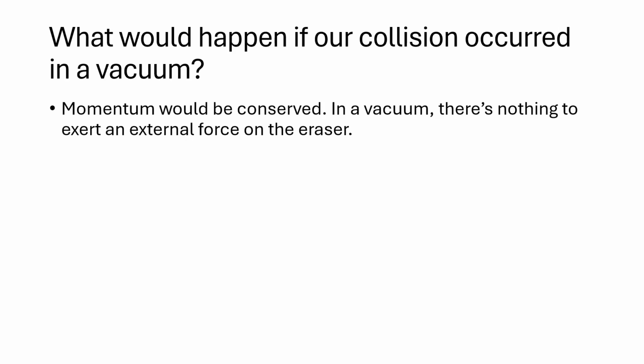If there is a net change in momentum of the system, conservation of momentum falls apart because delta P does not equal 0. What would happen if a collision occurred in a vacuum? Momentum would be conserved in a vacuum. There's nothing to exert a normal force on the eraser.